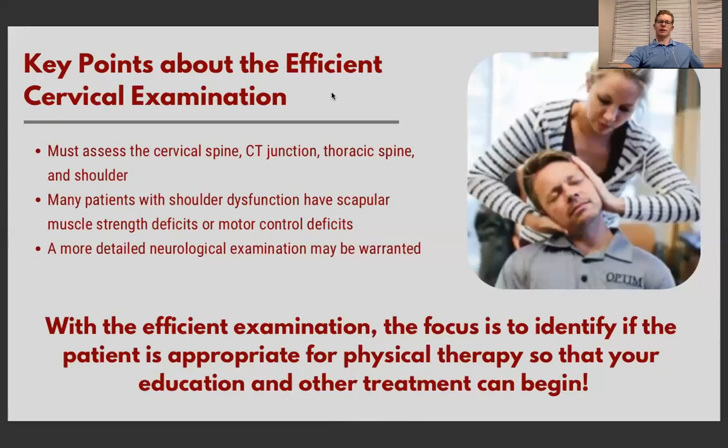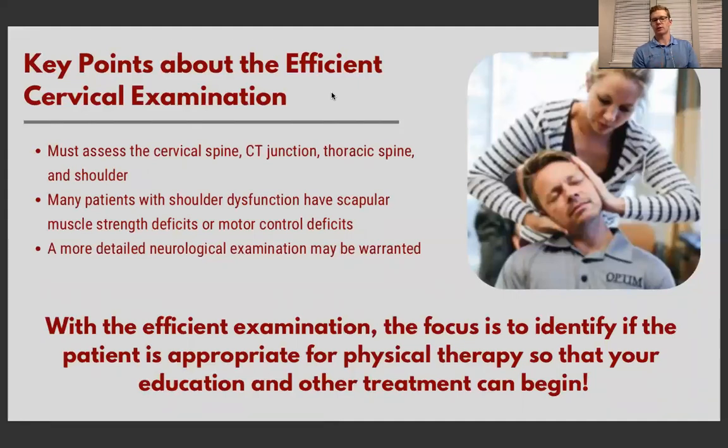So some key points about the efficient exam here. With the efficient exam, the focus is to identify whether or not that patient is appropriate for physical therapy. And if they are, we can begin our education and other treatments right away. Some key points about the exam here is that we need to assess the cervical spine, of course, the CT junction, because that is a huge area in the cervical exam, and also cervical pain, thoracic spine, and shoulder. Basically, we're assessing regional areas of the cervical spine.